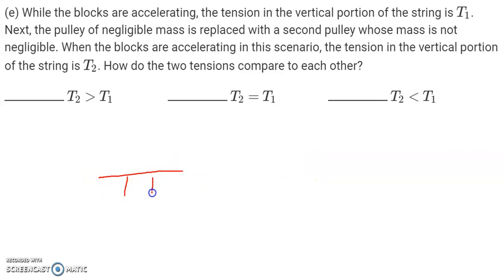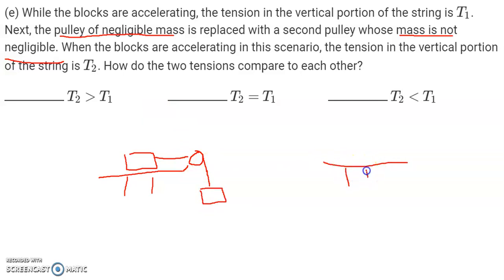Okay, so now we have a scenario where this pulley is not massless. This pulley is hard to turn now. Earlier, it was massless, so it was easy to turn. Now the pulley of negligible mass is replaced with a mass that is not negligible. So here's our normal pulley, and then think of this second scenario here. We now have a really big pulley, something with a mass we cannot ignore.